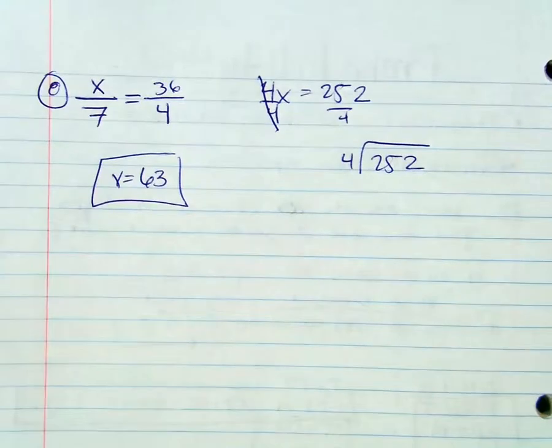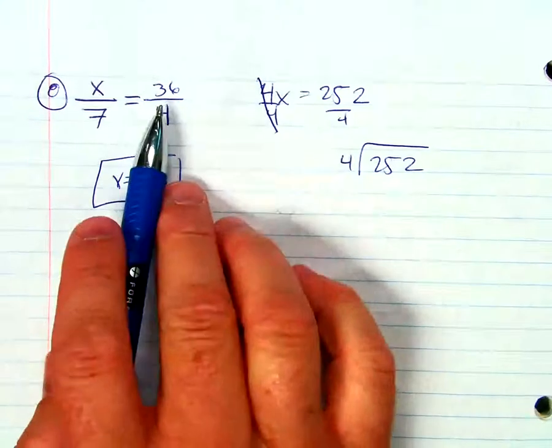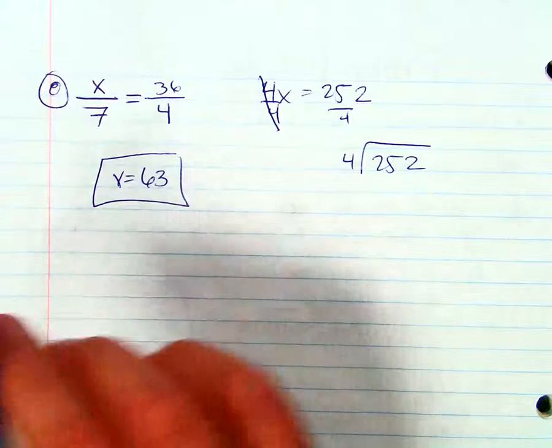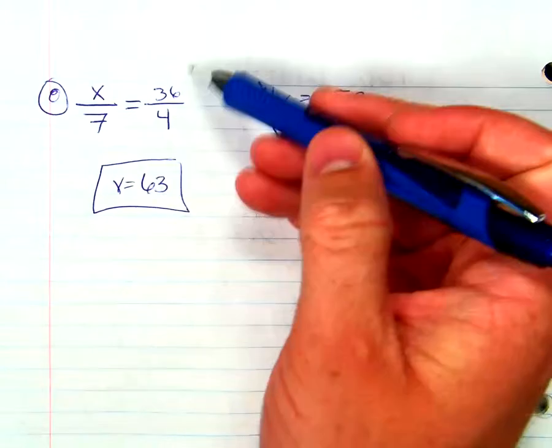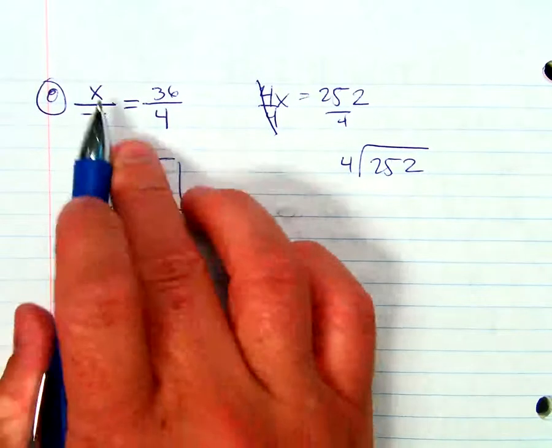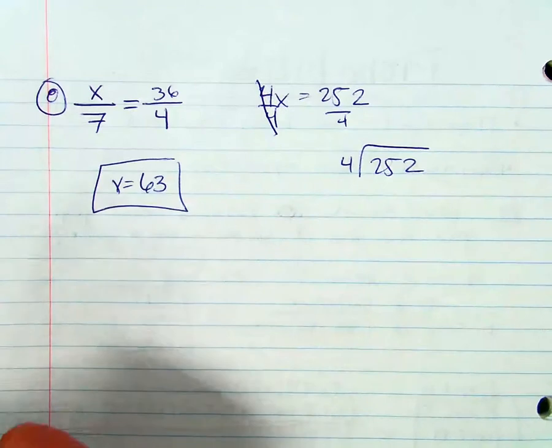There are other proportions you could have set up. So for people who did not understand how this one started, or people who had a different proportion and they still got the same answer, that's fine. This whole thing could have been flipped upside down, or the two sides could have been switched. Could have said 7 over x, 4 over 36.